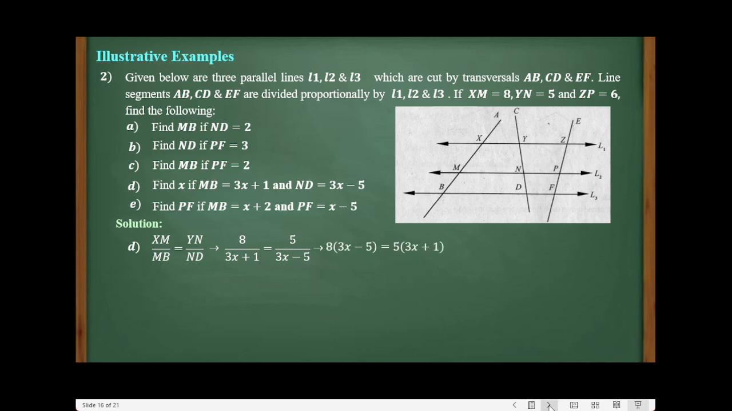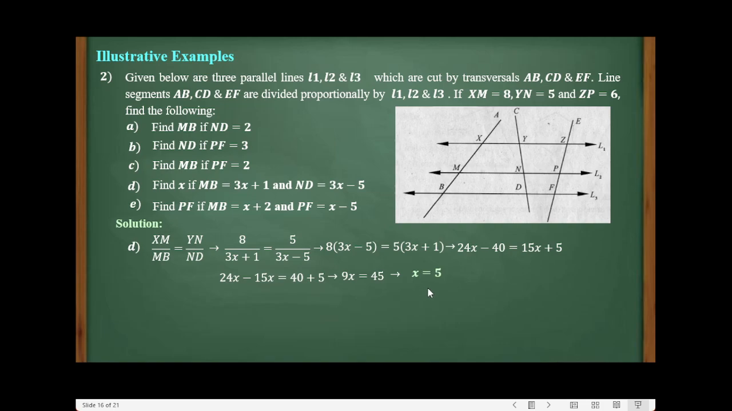Then distribute 8 inside the parentheses. Same thing with 5, you distribute 5 inside the parentheses. At this point, the equation is 24x minus 40 equals 15x plus 5. Manipulating the equation further, the equation becomes 9x equals 45. Then divide both sides by 9. So x is equal to 5.